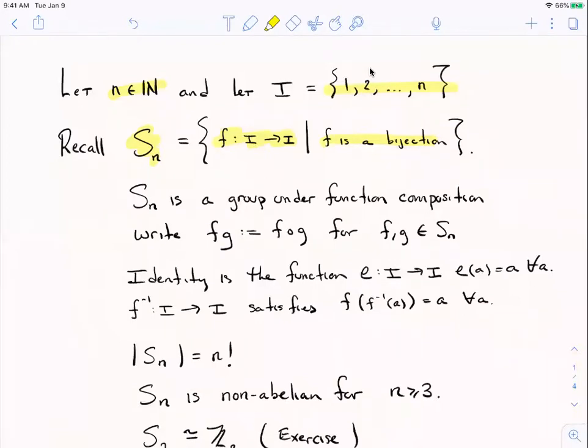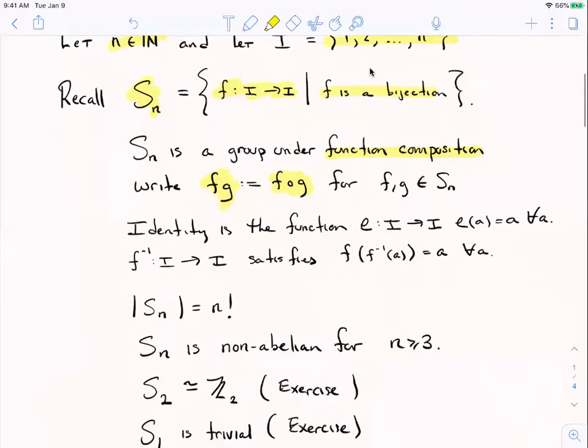Sn is called the symmetric group because it's a group under function composition. So the binary operation is function composition. We'll continue just to write f times g instead of this calculus-based f composed with g for two functions. So when you see f times g, you know that I mean compose the function f with the function g. Just to establish some of our notation, we'll continue to denote identities by E. So the identity here is in particular the identity function. It's the function that sends every element of the set I to itself.